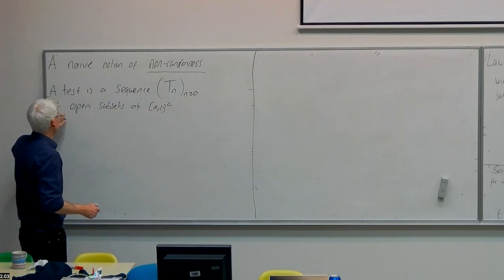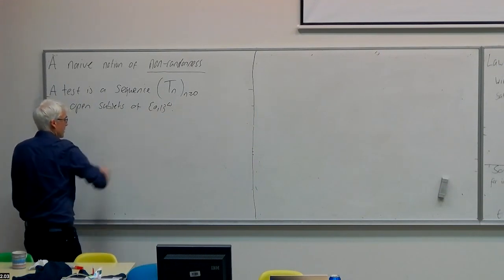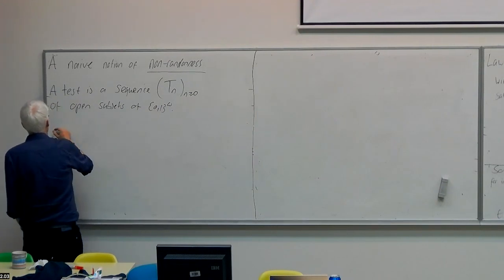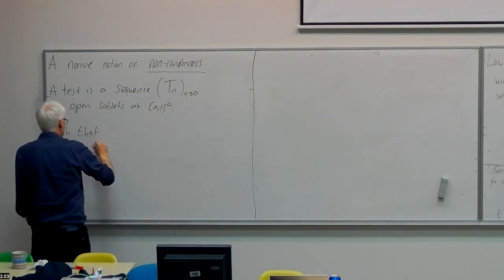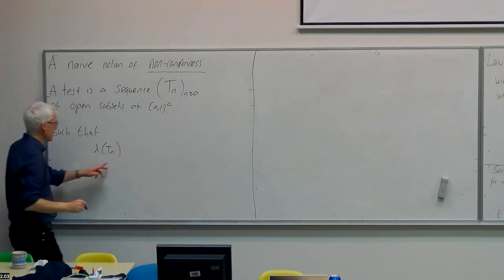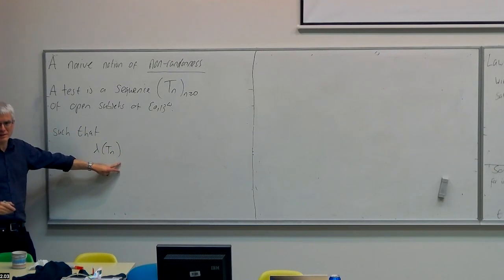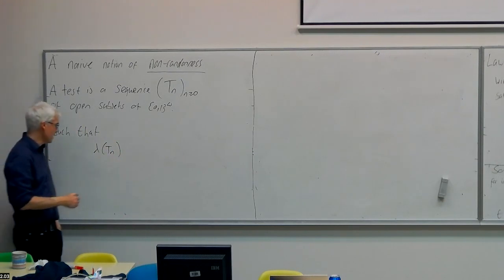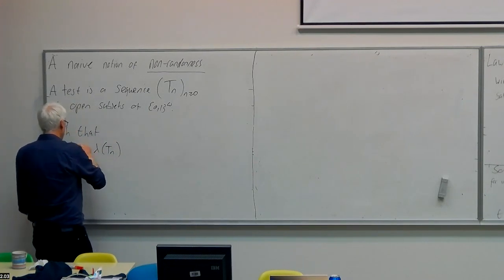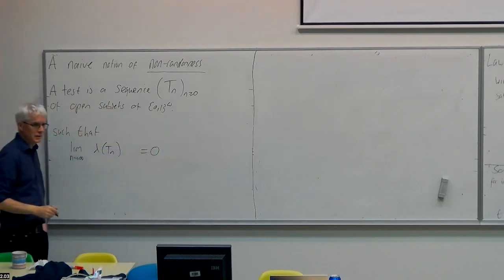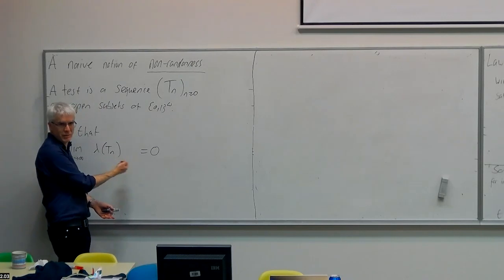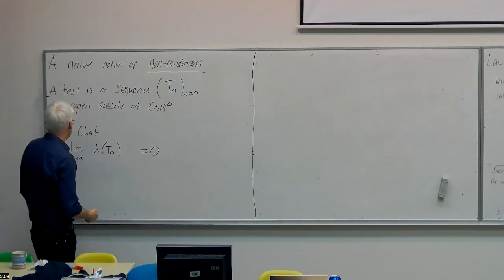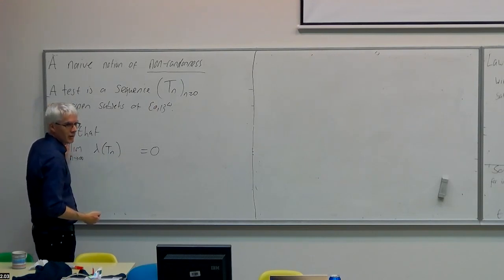The test is going to be a sequence of open subsets of the set of infinite sequences such that if we consider the sequence of probabilities of the sets, I haven't defined what the probability of an open set is, but let's take that as given for the moment. That converges, and equals zero. So for any epsilon, we can find the test whose probability is smaller than epsilon. And this is just it for the naive definition of that.